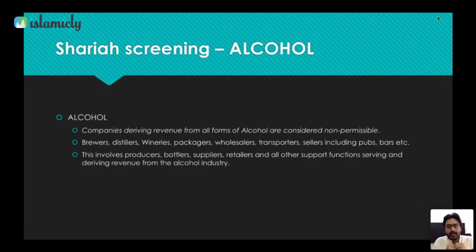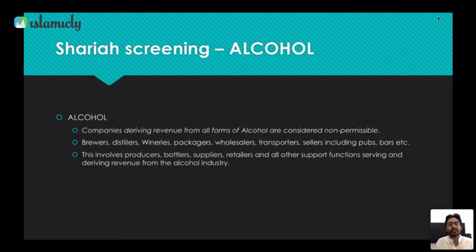For example, if you have an online e-commerce platform which supplies groceries as well as alcoholic drinks, the revenue from selling of alcohol will be considered non-permissible. For example, if you have a sugar manufacturer, the sugar manufacturing process involves as a byproduct a product called molasses. If this molasses is sold off to an alcoholic industry, the revenue from the sale of molasses is considered non-permissible.